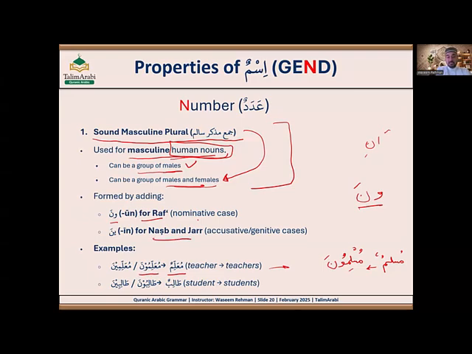And then for nasab and jar, you put ina, right? So muallimina, muslimina. So muallimun, muallimuna, muallimina. These are three or more teachers. And then what type of teachers? Mainly masculine, like male, but it can be a group of male and female. When we say muallimuna, you should know these are all male teachers, masculine human, right? And then in rafa, muallimuna, and in nasab or jar, muallimina. It can be a group of male and female, but mainly it is a masculine plural.